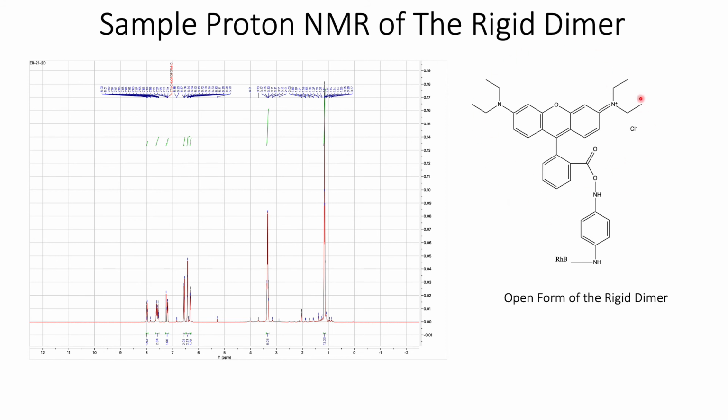And here's the whole rhodamine B with our diamine linker, and on the other side of this linker, because it is a dimer, there would be another rhodamine B structure, which could be abbreviated as RhB. And so from that peak around 7 for the multiplets, because they were not as narrow, that was indication for us that we had made the open form of the rigid dimer.